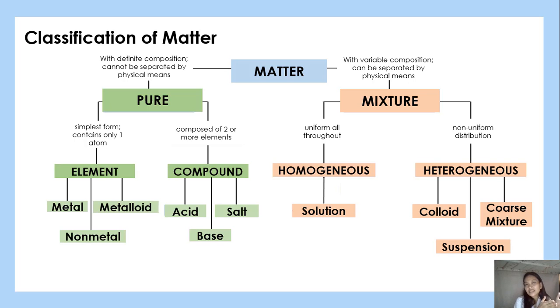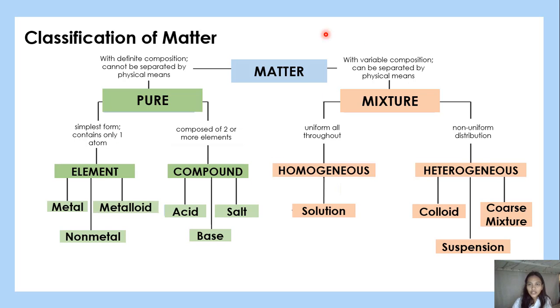Now, in pure substances, we have those that contain only one kind of atom, and then those composed of two or more elements. If it is in its simplest form, it is called an element. So elements can be a metal, metalloid, or non-metal. And then if a pure substance is composed of two or more elements, it is now called a compound. Now, a compound could be an acid, a base, or a salt. So that's for this part of matter.